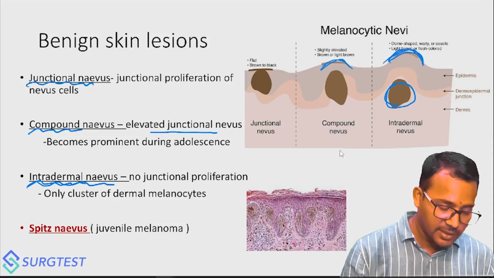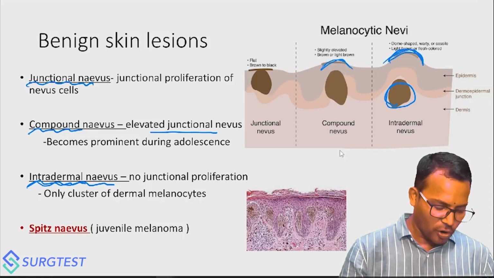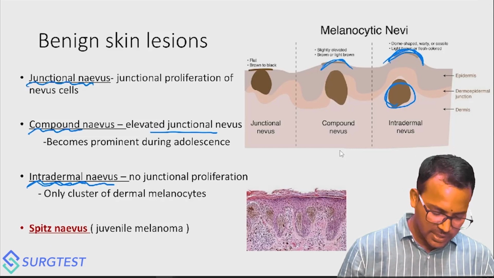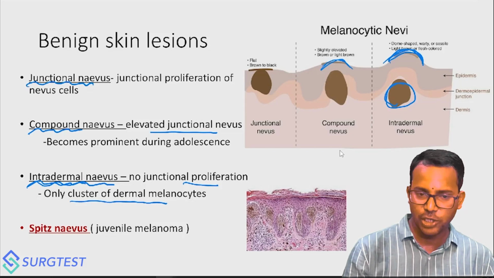Okay, so these are the three kinds of nevuses that you have to remember: the junctional nevus, compound nevus, and intradermal nevus. In intradermal nevus, there is no junctional proliferation, only a cluster of dermal melanocytes. Mind you, all of them are benign skin lesions only.